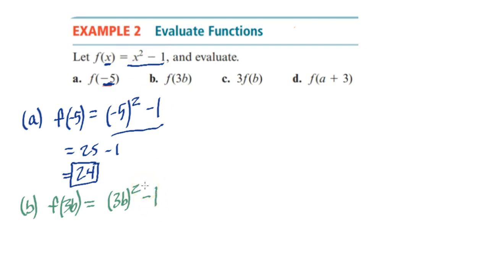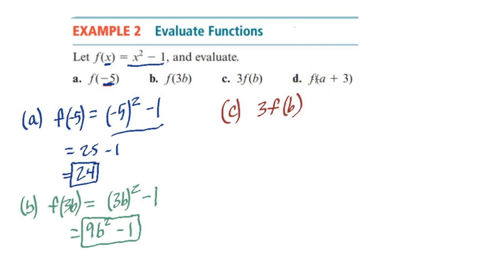Okay, after we're done substituting, we simplify. So 3b squared is 9b squared, because we want to square the 3 and square the b. And then we subtract 1. We're done. At this point, we are done simplifying. Okay, let's move on to C. There we go. C, we have 3f of b.